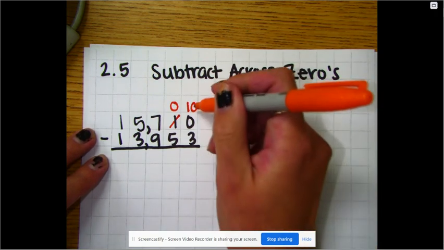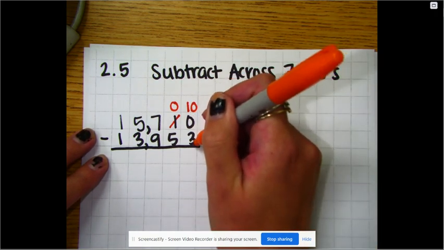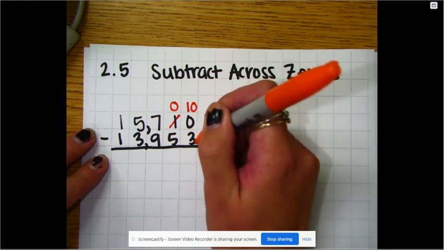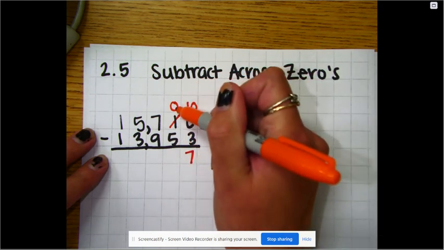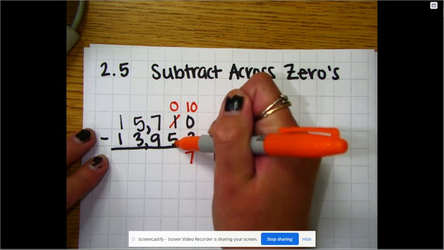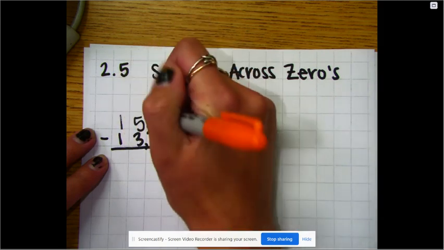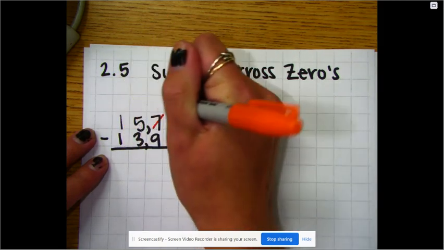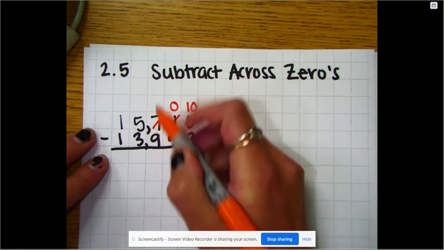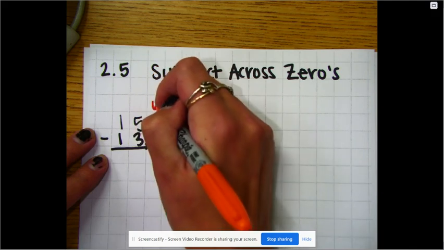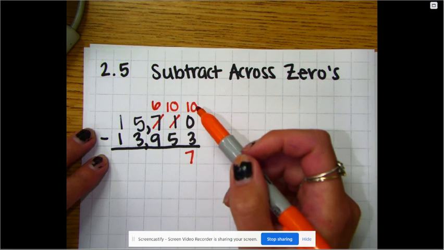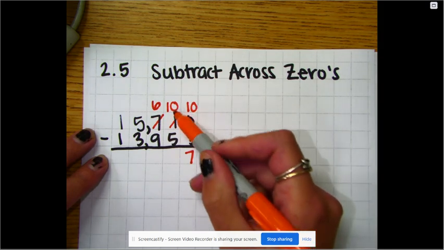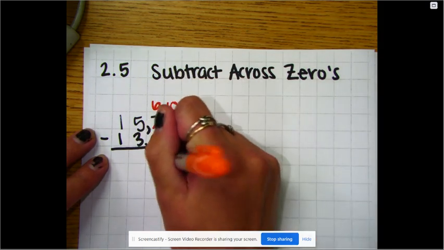Now, 0 take away 3. Sorry, 10 take away 3. I can do that. That's 7. But if I go next door now, 0 take away 5. Now I'm at a problem. My value is less than my bottom digit, so I need to borrow. I'm going to go next door to the hundreds. 7 becomes a 6 because I'm taking away, and I put a 1 in front of my 0. 10 take away 5 is 5.